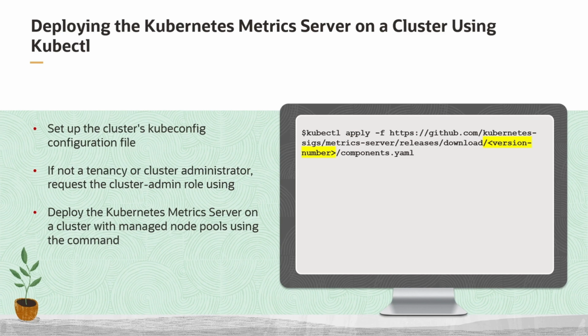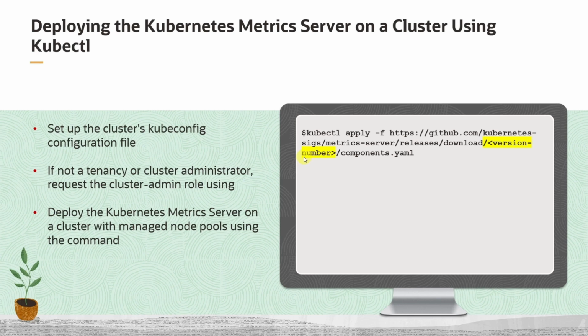Now, if you are going to deploy the Kubernetes metrics server on a cluster with managed node pools, deploy it by entering the following command in the terminal. You should use the kubectl apply command and use the URL as given on the screen. Remember that the version number is the Kubernetes metrics server version that we want to deploy, for example, version 0.6.1. But since the Kubernetes metrics server is being actively developed, the version number to specify will change over time.